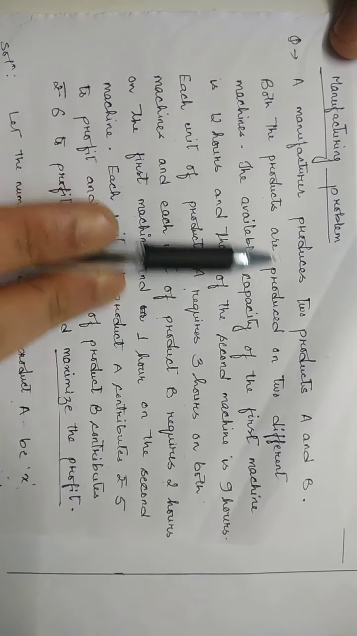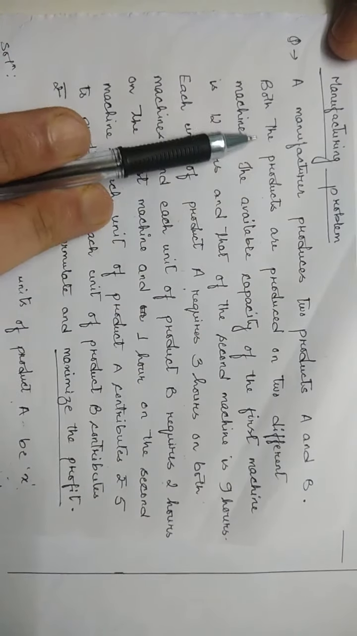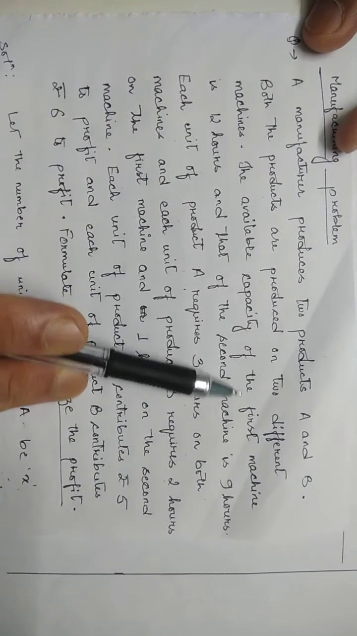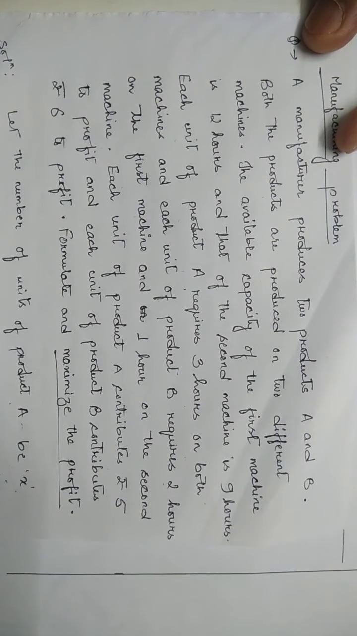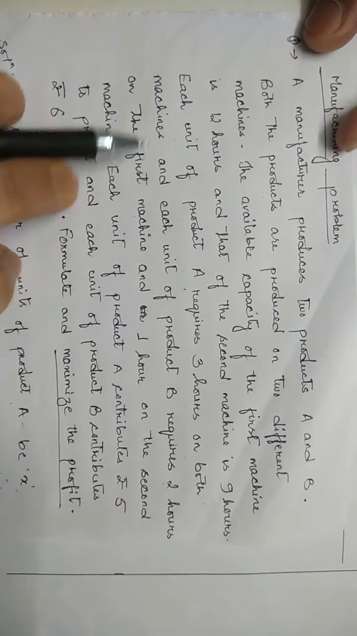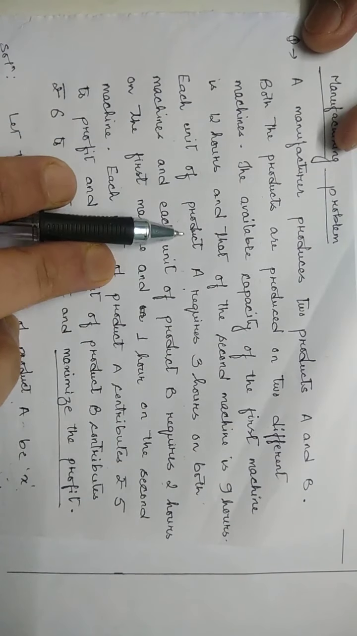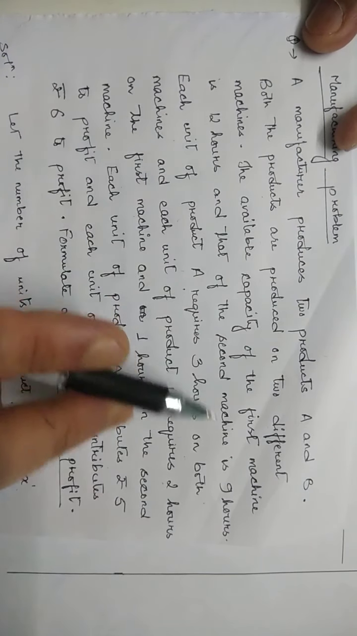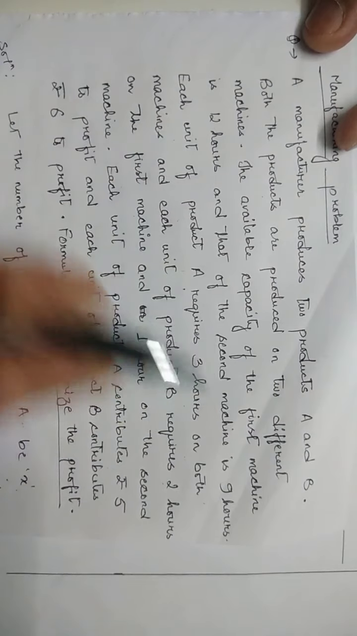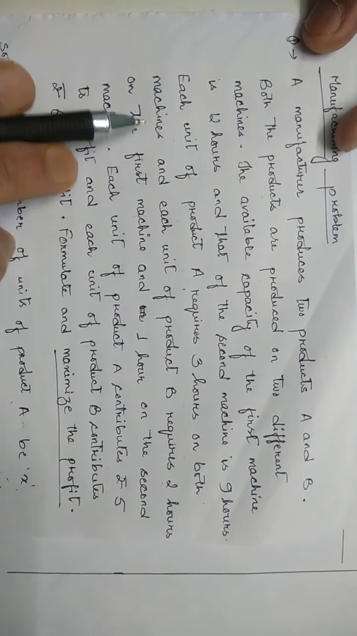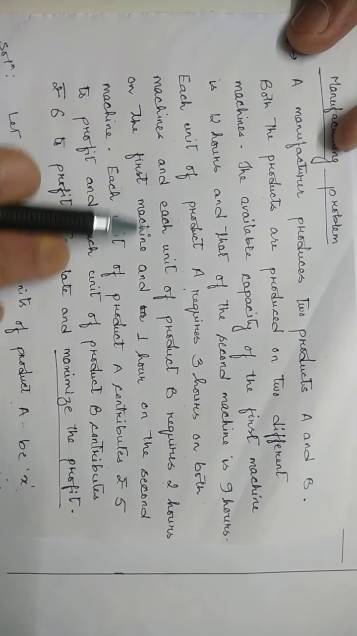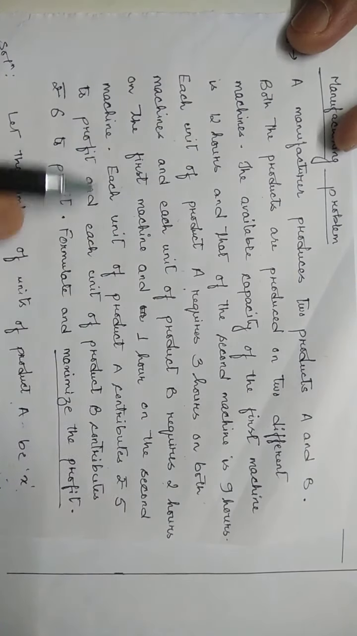It says a manufacturer produces 2 products A and B. Both the products are produced on 2 different machines. The available capacity of the first machine is 12 hours and that of the second machine is 9 hours. Each unit of product A requires 3 hours of both machines. That means the first machine and the second machine. It requires 3 hours of both the machines. And each unit of product B requires 2 hours of the first machine and 1 hour of the second machine.